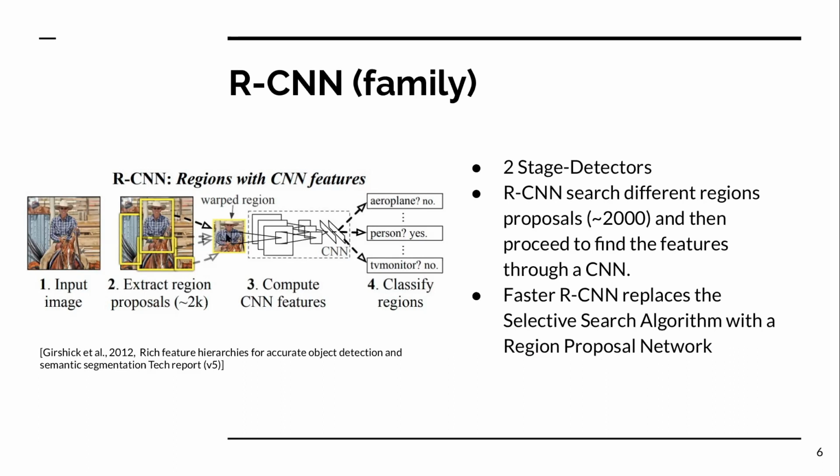So once you have all of these regions that you can see in step 2, you proceed to warp the region. That means that we square the region proposal, where we are not so sure that there is an object, but because of the blocks, we have some security that there is probably an object. We then use this warped region as an input for a convolutional neural network, and after that, we can classify the different regions.